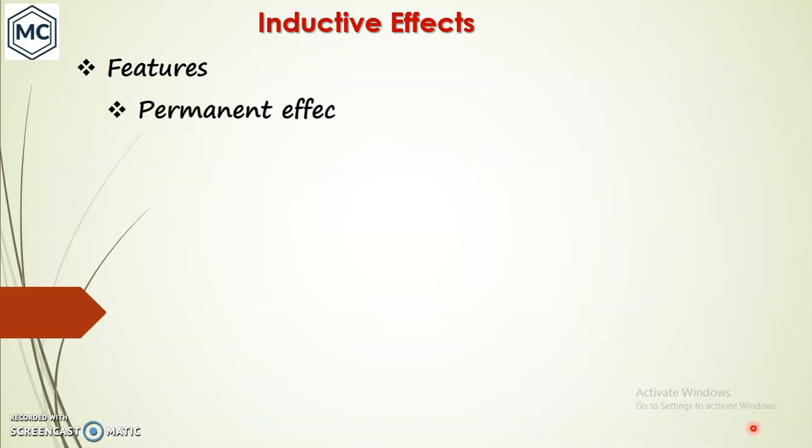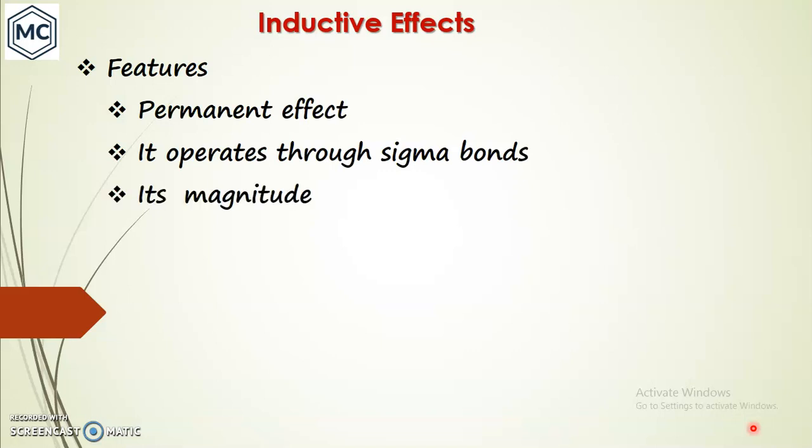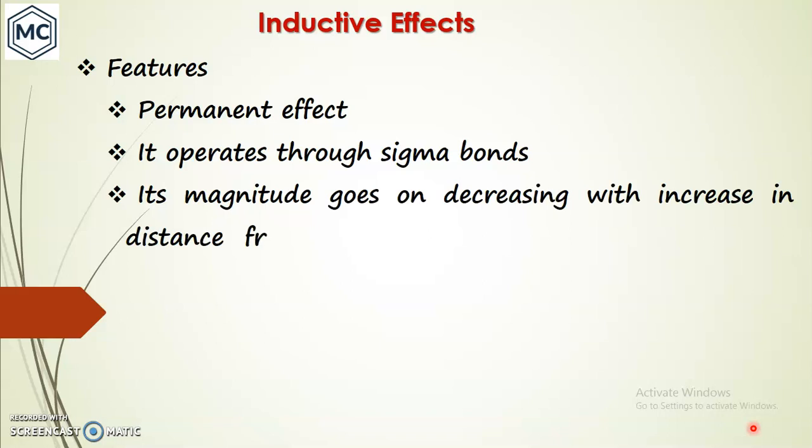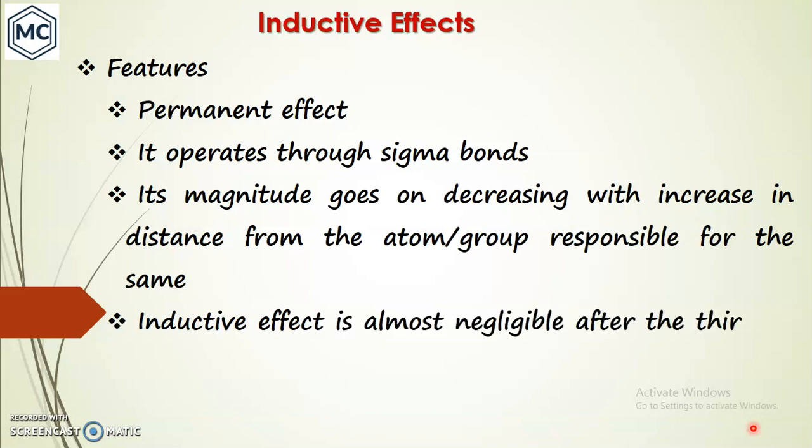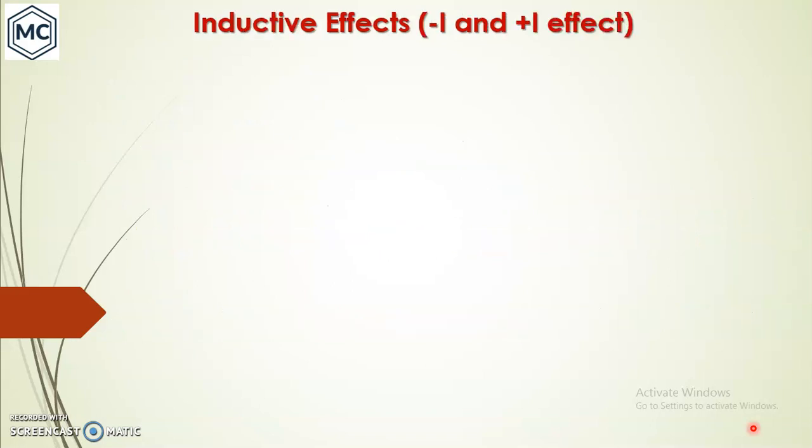So what are the features of inductive effect? It's a permanent effect and it operates through sigma bonds. Its magnitude goes on decreasing with increasing distance from the atom or group responsible for the inductive effect. So inductive effect is almost negligible after the third or fourth carbon atom.